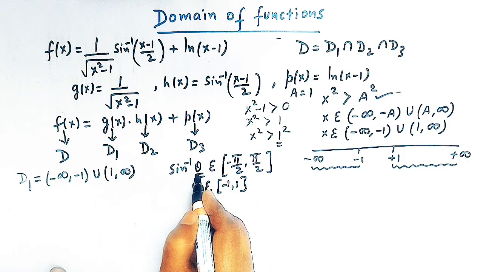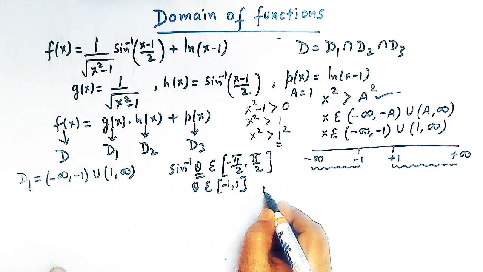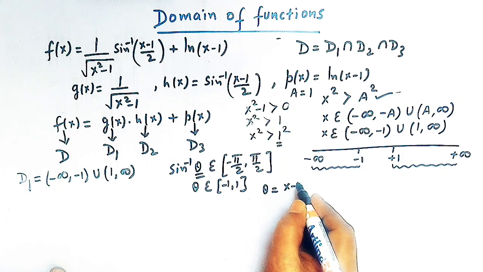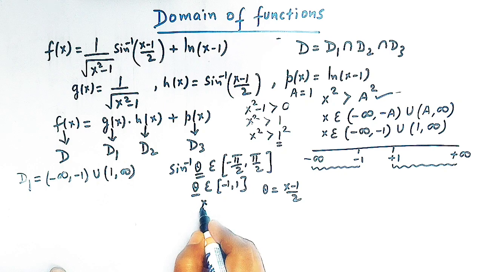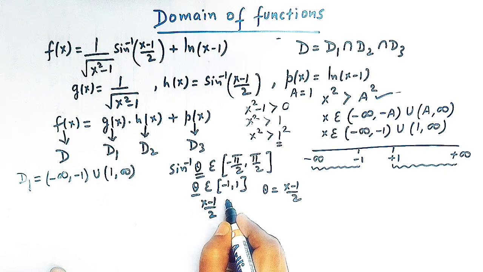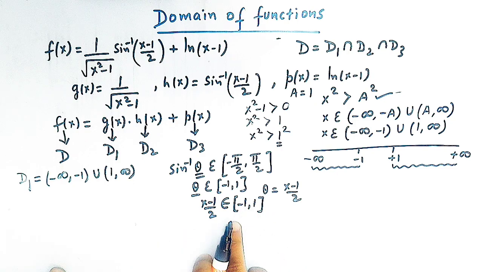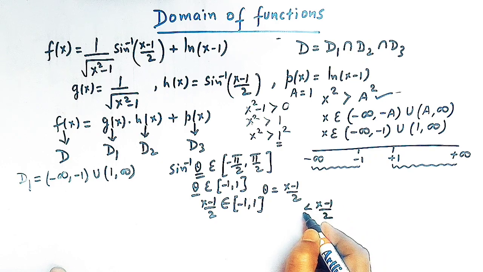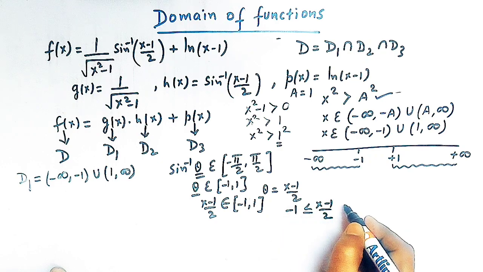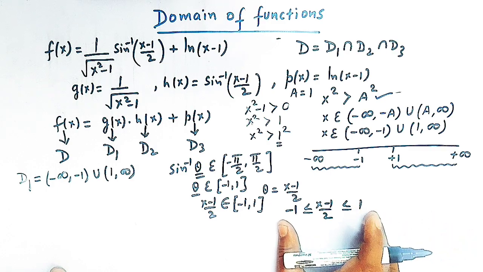And if we compare sine inverse theta with this one, then the value of theta is given by (x minus 1) over 2. So (x minus 1) over 2 must belong to this interval, that is from minus 1 to 1. So from here we can form the inequality, that is (x minus 1) over 2 should be greater than or equal to minus 1 but less than or equal to plus 1. So now we have to solve this inequality.